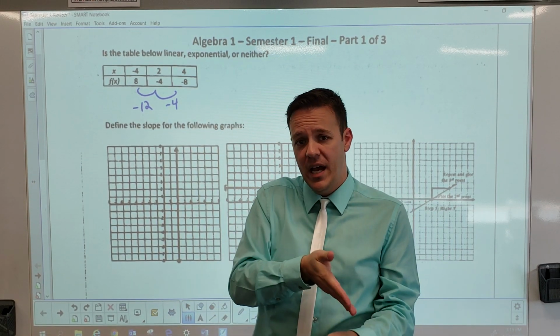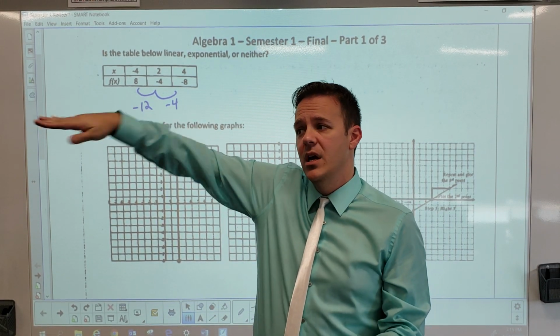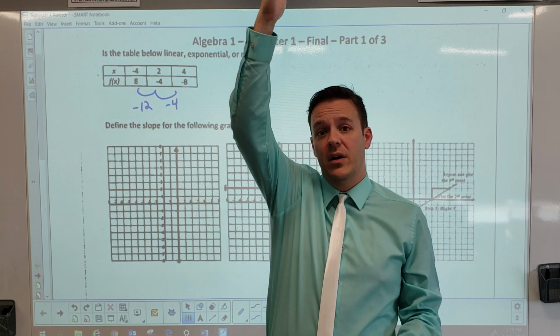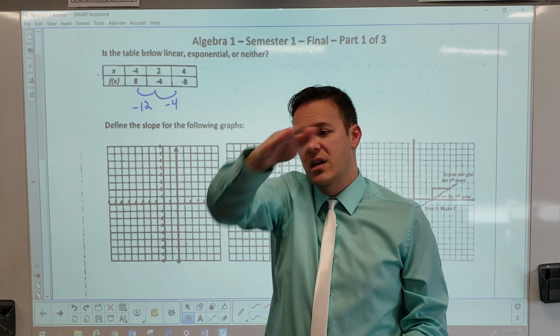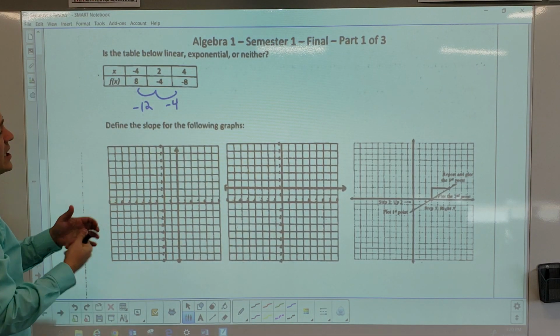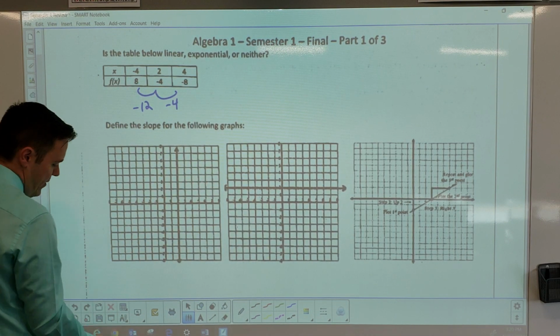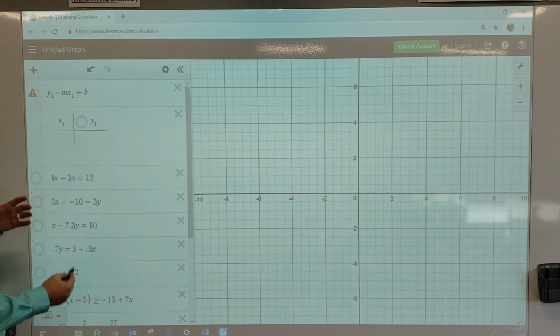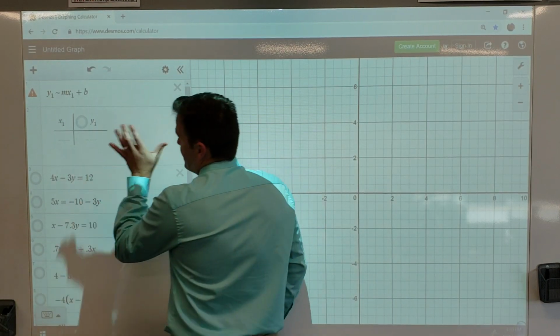Remember, linear is a straight line, exponential is a curve, okay, where it comes straight and then it shoots up like a rocket ship, or it comes straight and it shoots down. That's kind of the big process, all right? When it comes to this, ladies and gentlemen, graph it, okay? When in doubt, graph it.